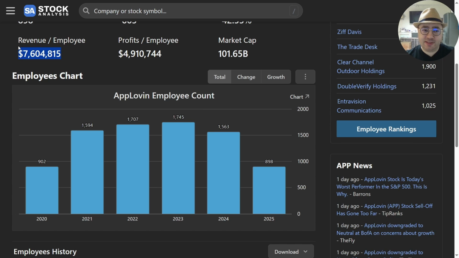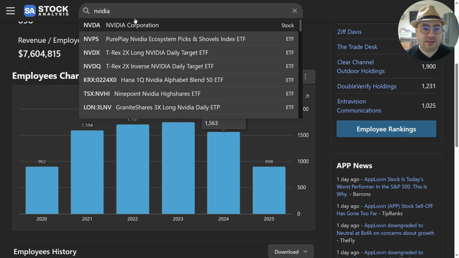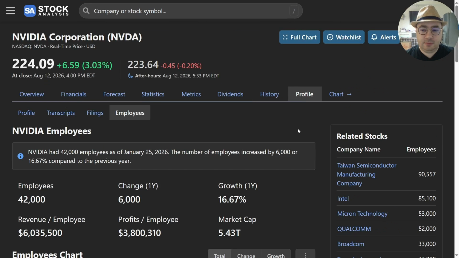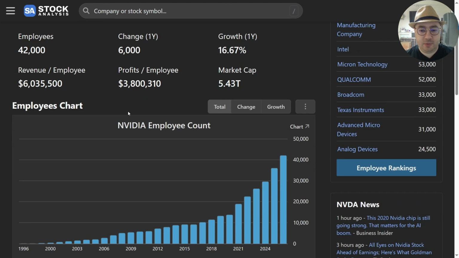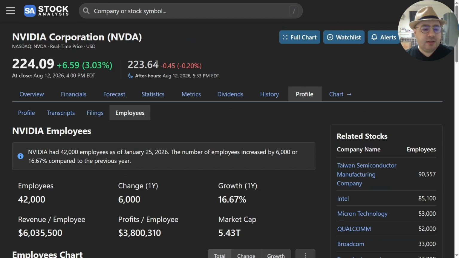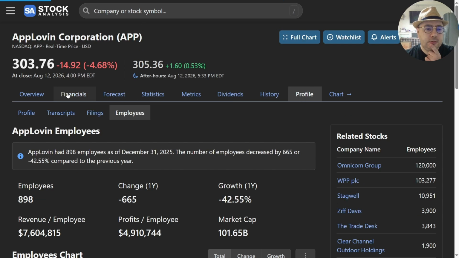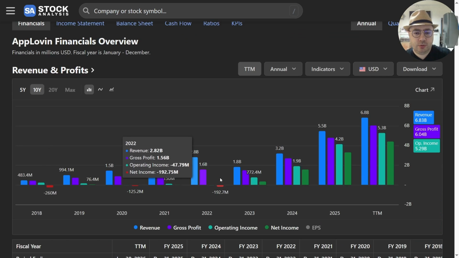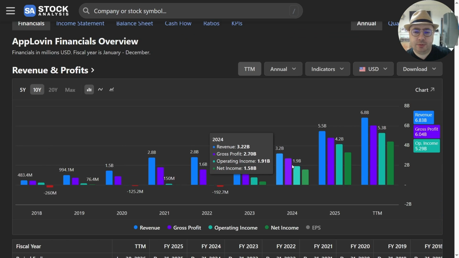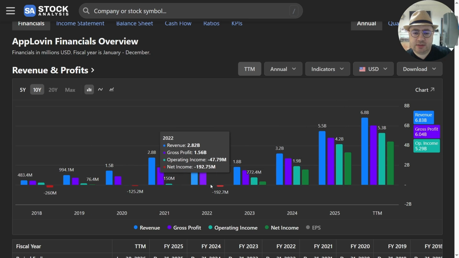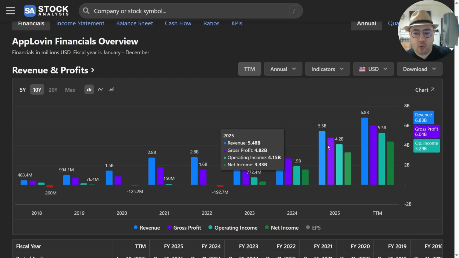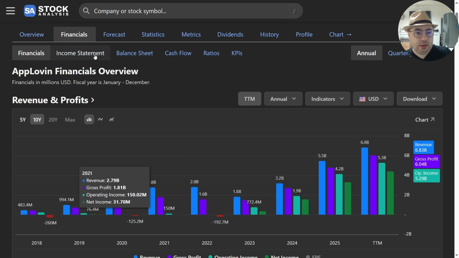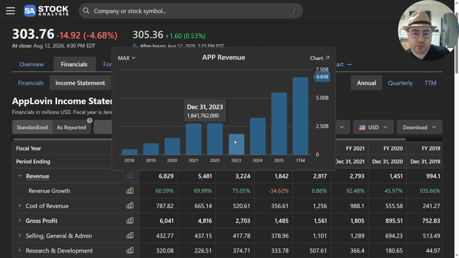Revenue per employee 7 million, profits 5 million per. I don't think I've ever seen this. Like not even Nvidia. This is insane. Yeah, profits per employee 3 point. Yeah, this is not even. Let's just look at some more numbers actually. So I'm curious to see what happened to the employees. Yeah, since 2022, growing massively every single kind of number. This is amazing. Yeah, not bad.